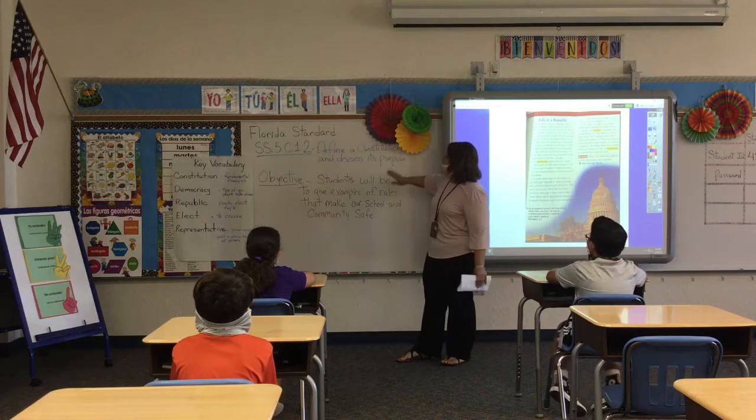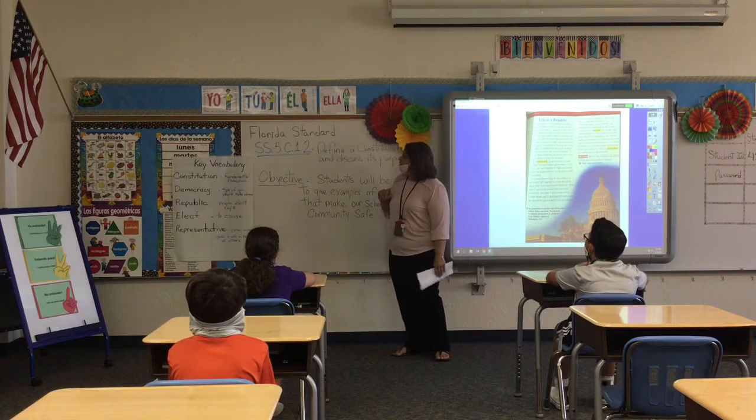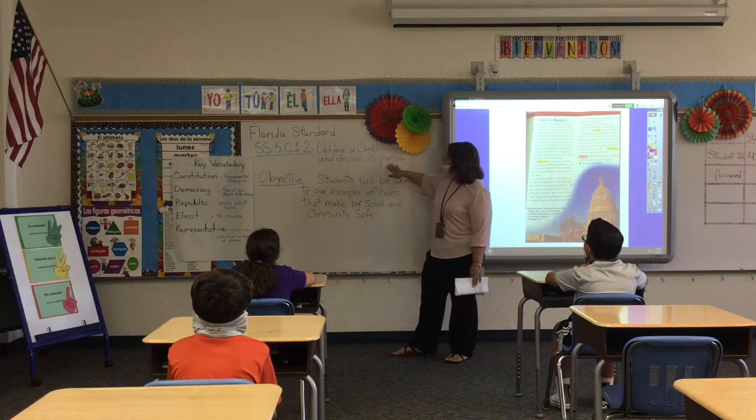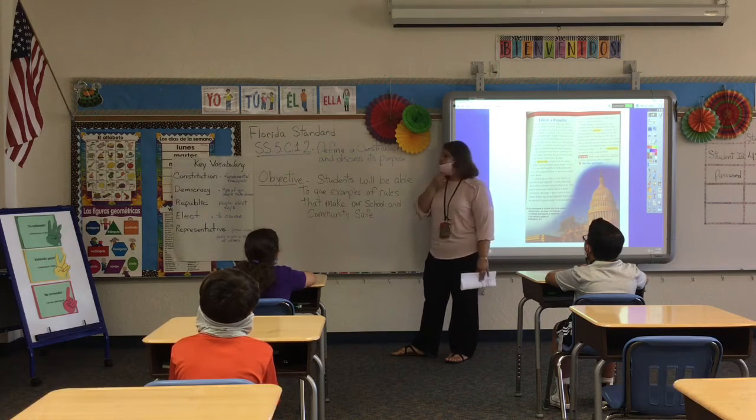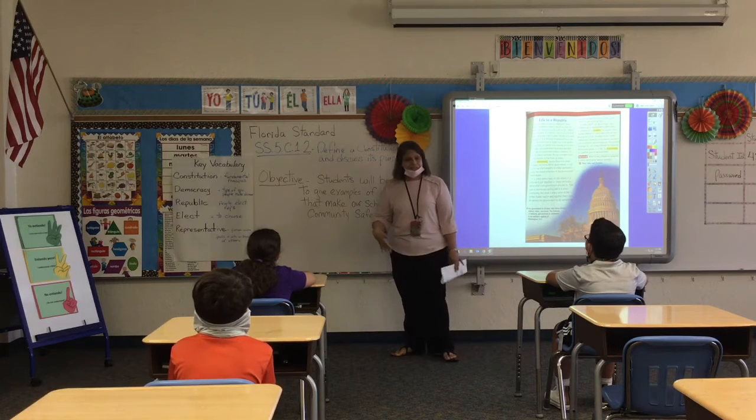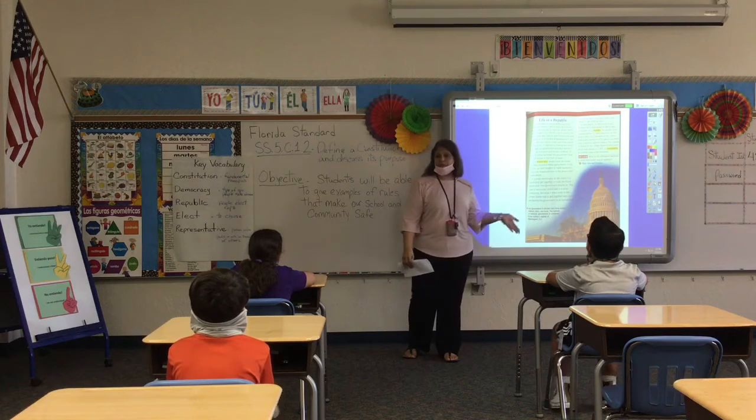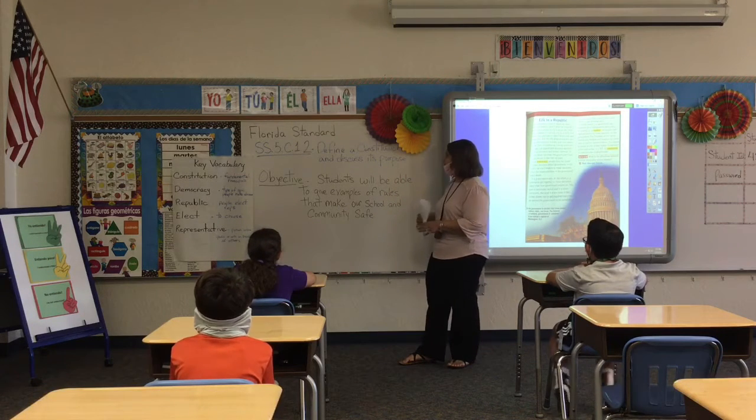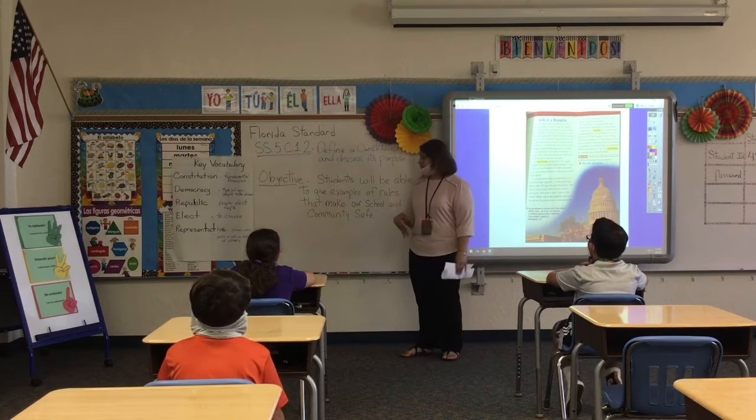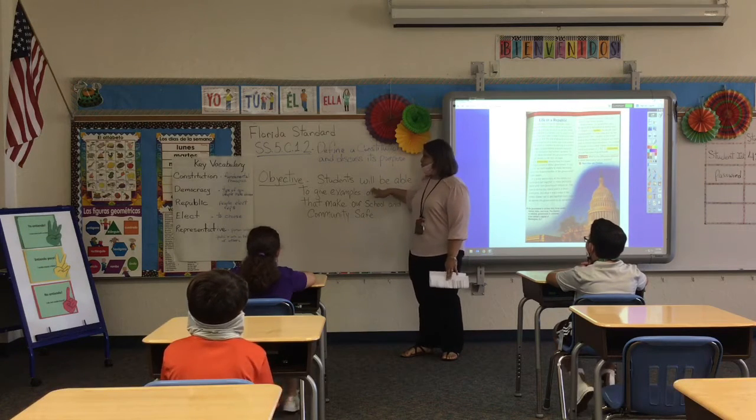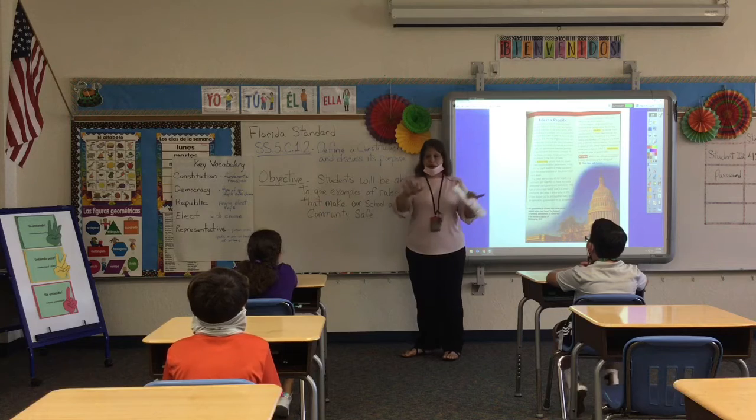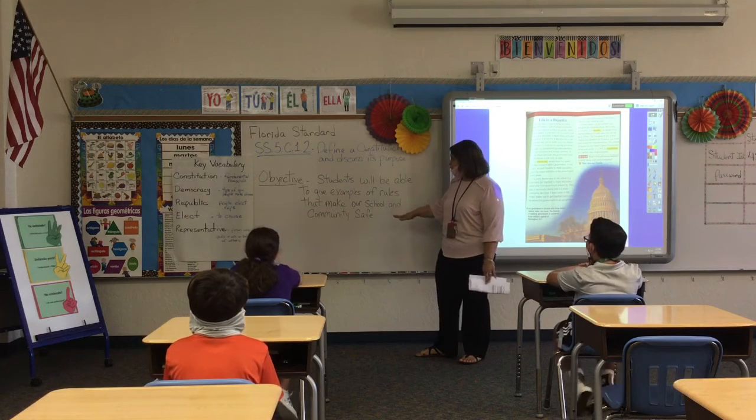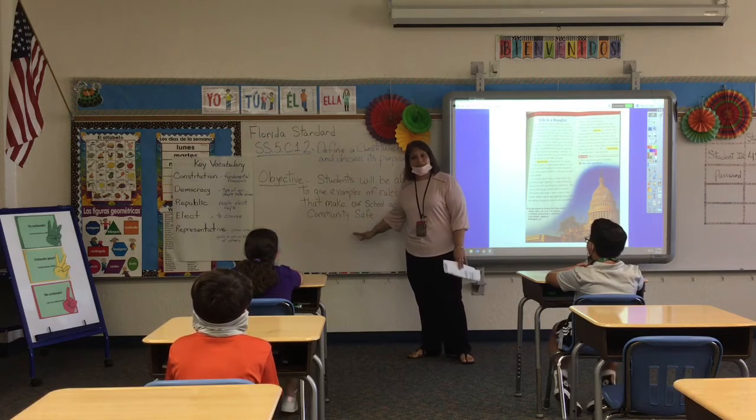I have written on the board the objective, and we have been talking about this for a few days. We've been talking about the standard, define a constitution and discuss its purposes. So we're going to continue this conversation today, and we're going to also review some of the text that we read yesterday to go over those keywords that you need to know again. The objective of today's lesson is that, after reading this text and after our group discussions, you will be able to give me examples of rules that make our school and our community safe.